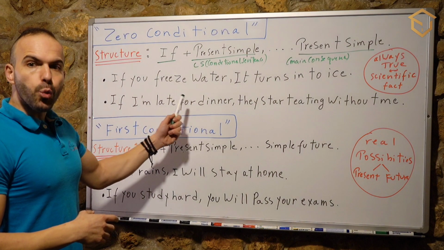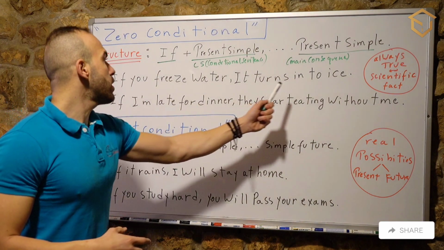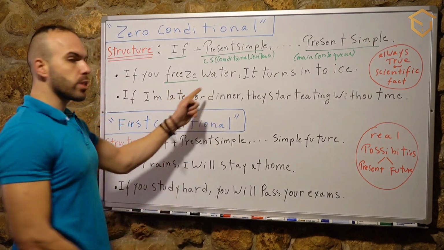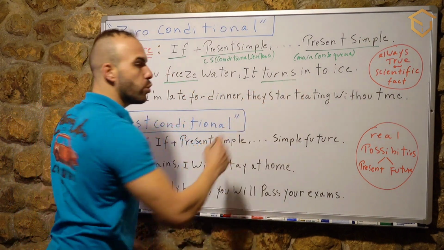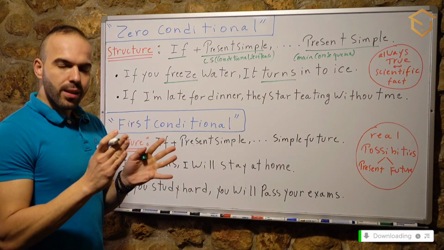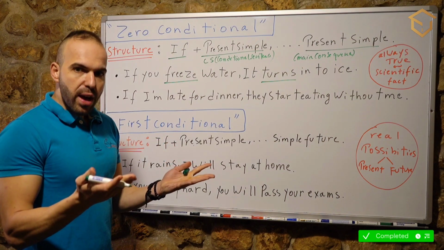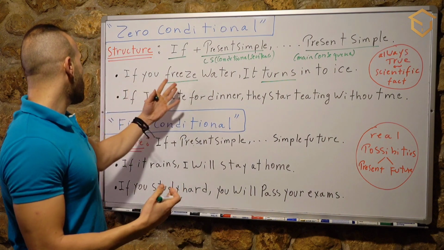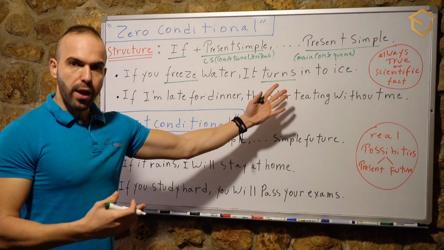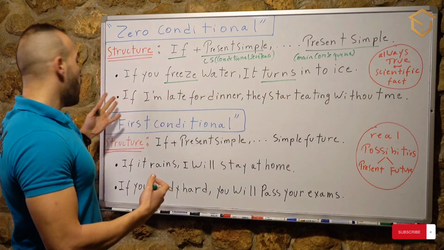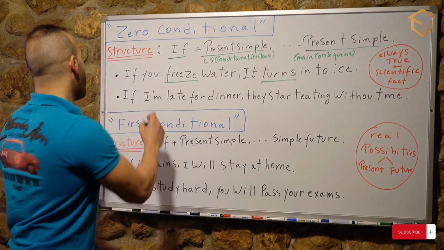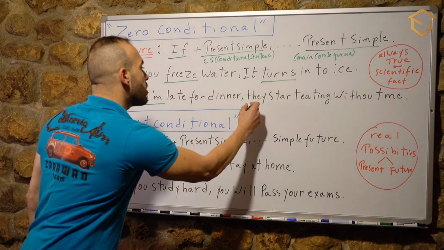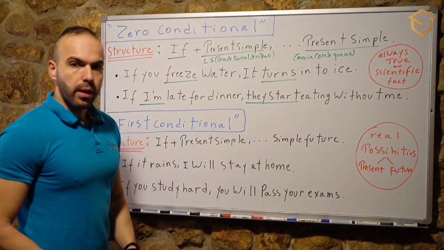If you freeze water, it turns into ice. So if you freeze water, it turns into ice. So it's a fact. It's a scientific fact, but it's something very factual, as you can see. So we have the present simple here, and we have the present simple on the other hand. Another example. If I'm late for dinner, they start eating without me.